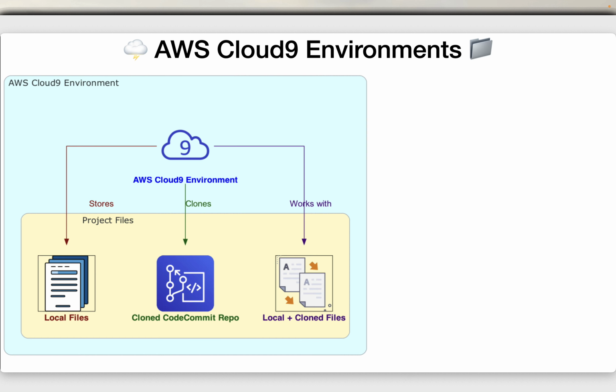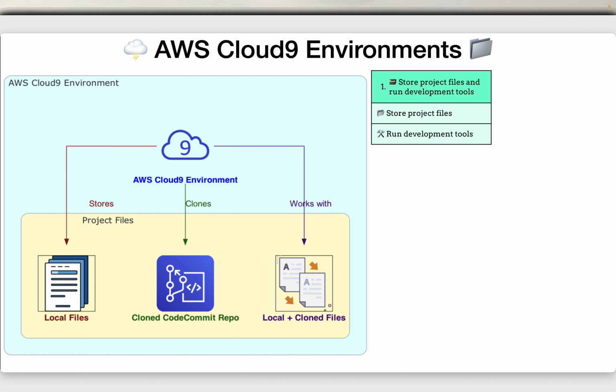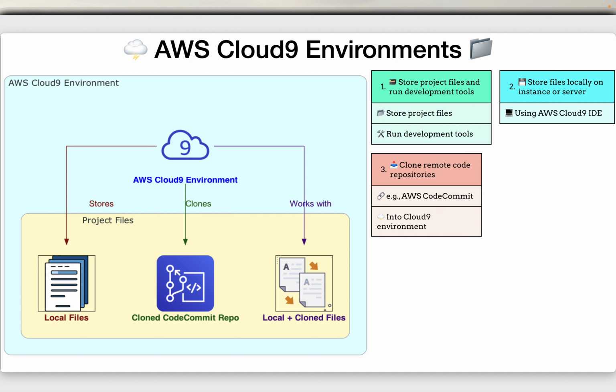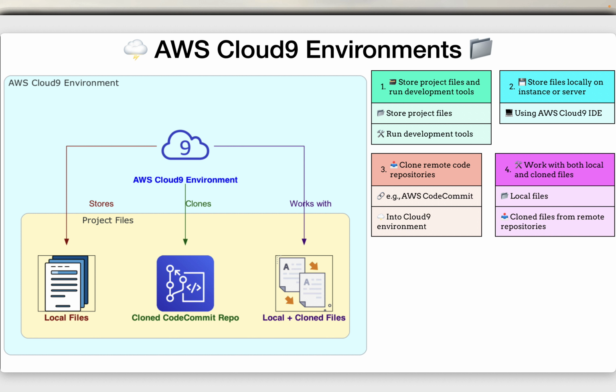So, AWS Cloud9 environments. An AWS Cloud9 environment is a place where you can store your project's files and run the tools to develop your applications. Using the AWS Cloud9 IDE, you can store your project's files locally on the instance or server. You can clone a remote code repository such as a repo in AWS CodeCommit into your Cloud9 environment. Within the Cloud9 environment, you can work with a combination of local files and files cloned from remote repositories. So the remote repository can be CodeCommit or it can be GitHub also.